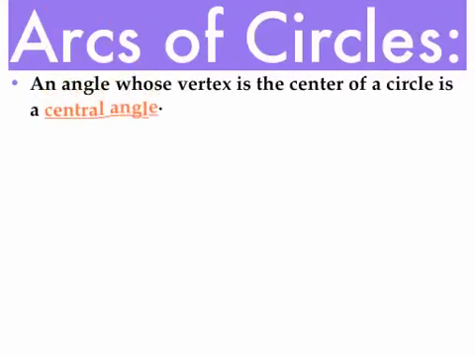An angle whose vertex is the center of a circle is going to be called a central angle. We need to go over a couple of vocabulary words before we get into the arcs part. So if an angle's vertex is the center of a circle, it's going to be called a central angle.